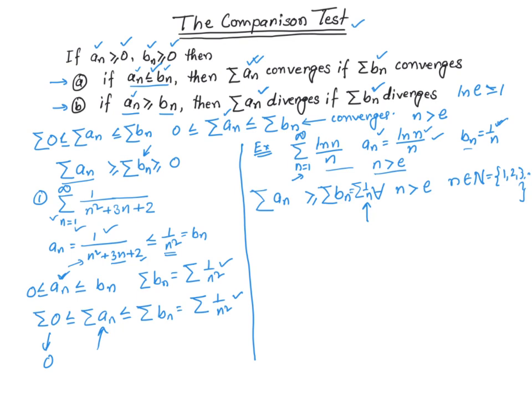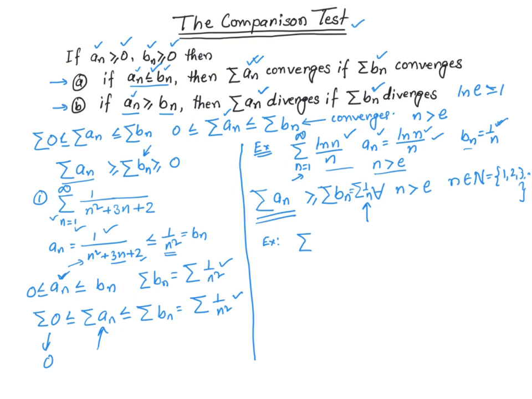But the harmonic series diverges, we know that, right? So summation an must be diverging as well. So in essence, we can conclude that ln n over n diverges. Another example we could consider is this. Let's do another simple example.